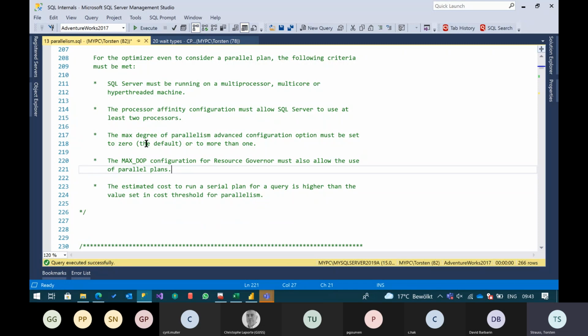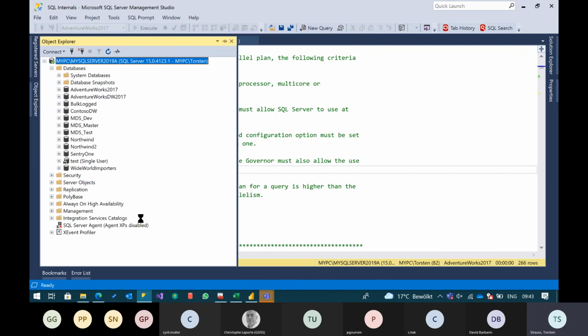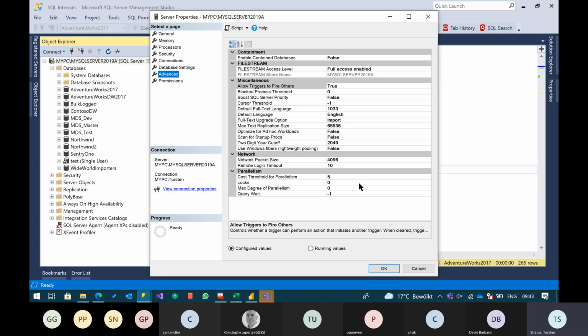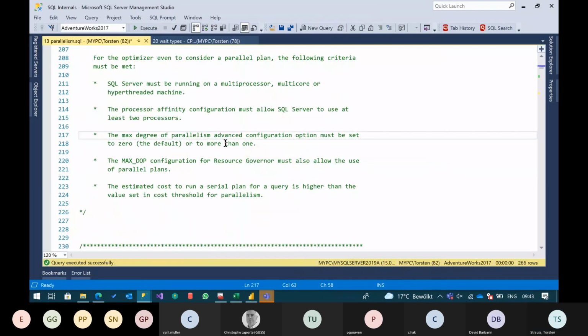So the next thing, in order to allow SQL Server to run queries in parallelism, is that your maximum degree of parallelism must be set to 0 or anything else which is greater than 1. So again, from a GUI perspective, when I open the server settings, you can see the cost threshold for parallelism is set to 5 and the maximum degree of parallelism is set to 0. And this is exactly what I'm talking about. Whenever you set maximum degree of parallelism to 0 or anything else which is not 1, you allow SQL Server to use more than one core. Yeah? So this is definitely a prerequisite.